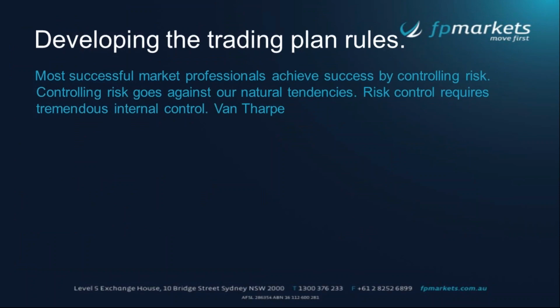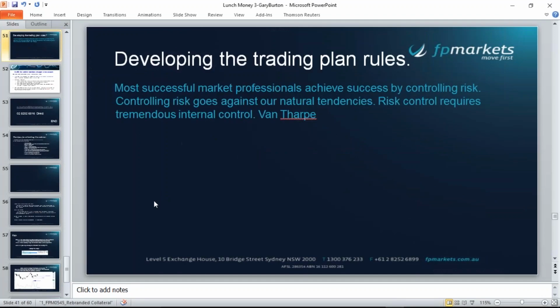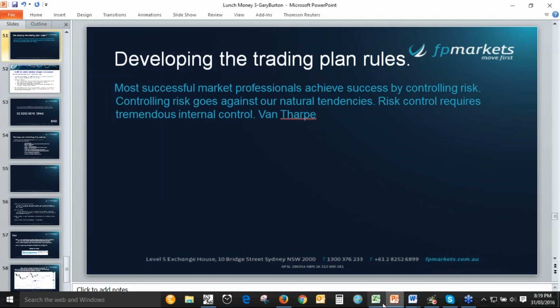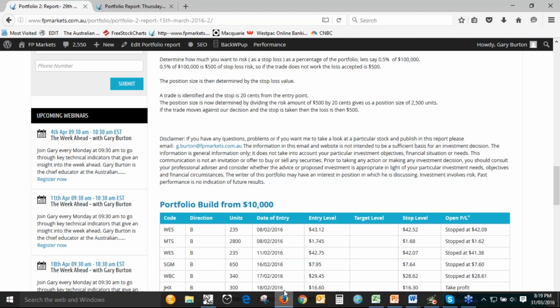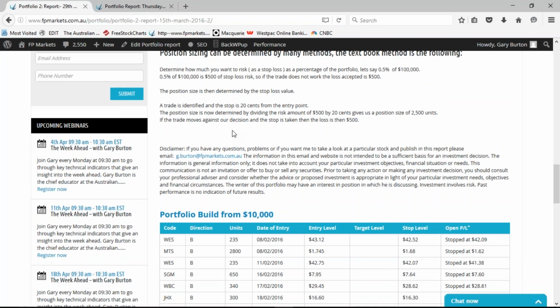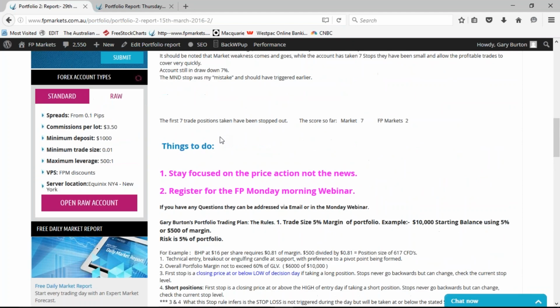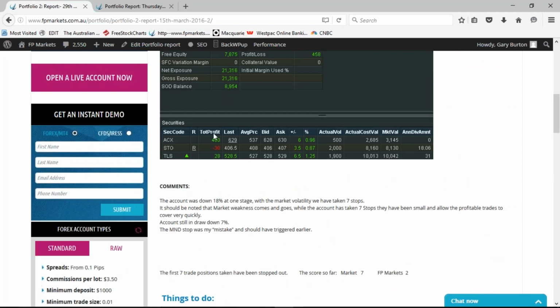What I wanted to look at was developing trading plan rules. Van Tharp said the most successful market professionals achieve success by controlling risk. This is all the professional traders talk about, is controlling their risk. Controlling risk goes against our natural tendencies. Risk control requires tremendous internal control. Okay, so what that looks like here, and I would encourage you to have a look at this on the website.